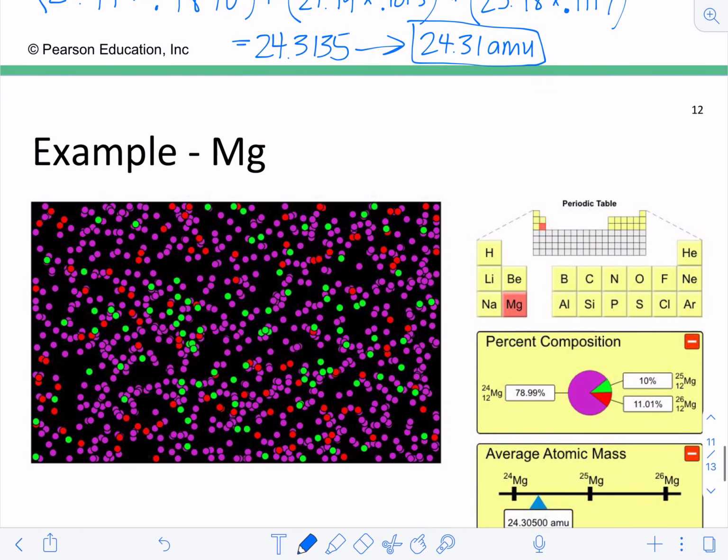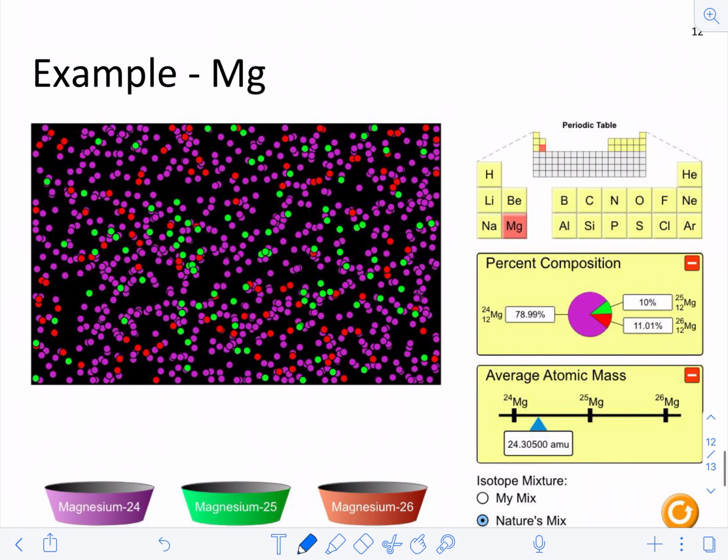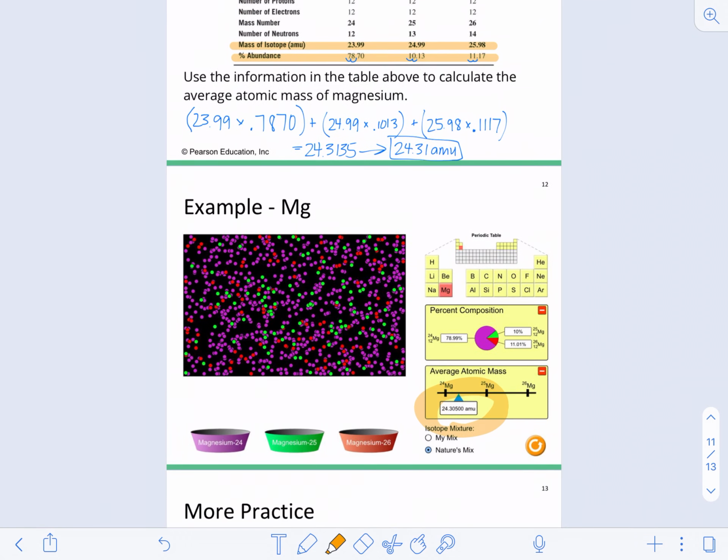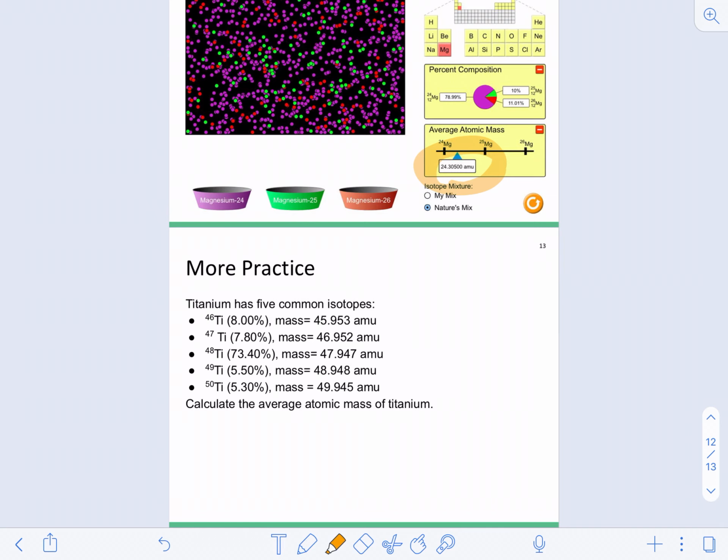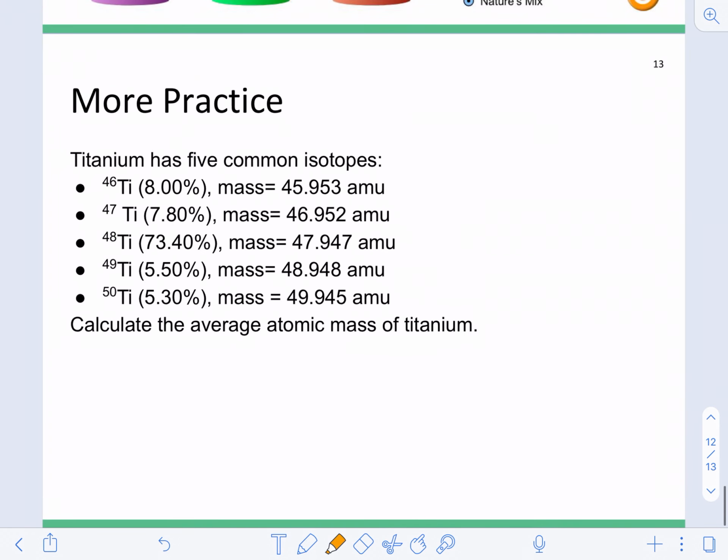And here's our example picture for magnesium and its different isotopes. They're listed down here, again, 24, 25, and 26, with the different abundances. And we can see that the average atomic mass, I'm looking down here, is really close to what I just calculated. So 24.30, if I rounded that to 2 decimal places, it actually would be 24.31. So great. All right, so we have one last problem where you're calculating the average atomic mass of titanium.